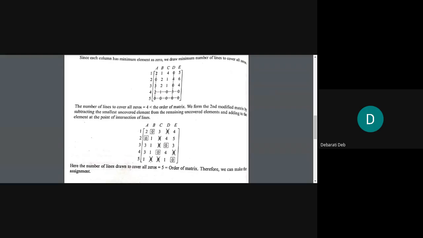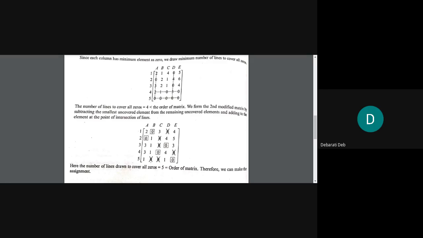Have we drawn the lines? Yes, ma'am. Okay, so it will be 4 in number, right? Yes, ma'am. The first set of lines will be 4 in number. So they are less than the order of the matrix, because now the modified order of the matrix is 5. So we need at least 5 lines.